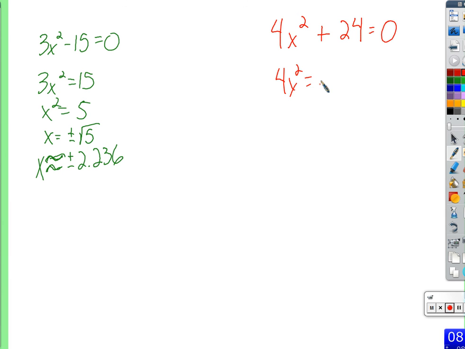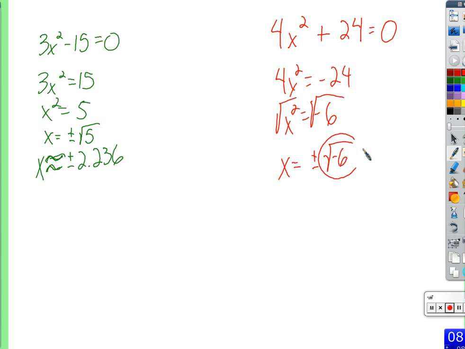So if we subtract 24 from both sides, divide by 4, take the square root of both sides, what do we get for solutions to this equation? Did you come up with a conclusion? I said x equals positive or negative square root of 6. Okay. That's true, it is equal to positive or negative the square root of negative 6. What kind of number is that?